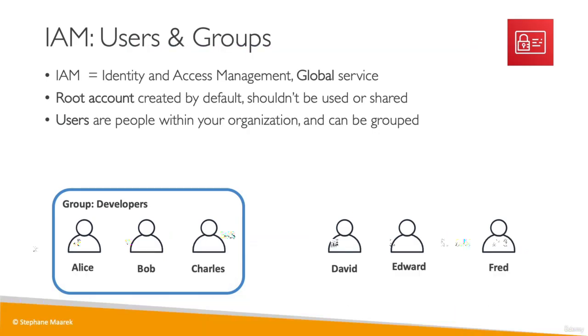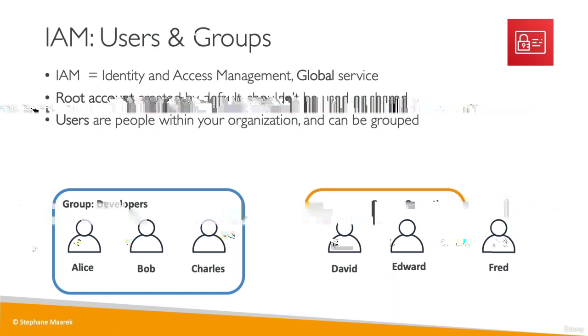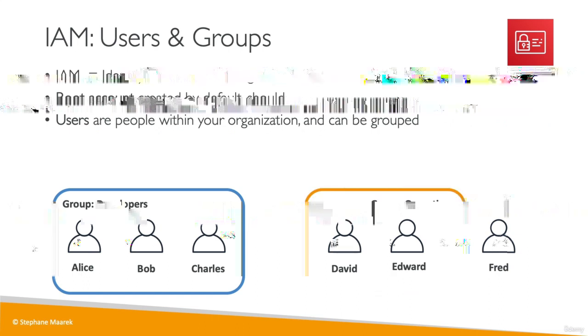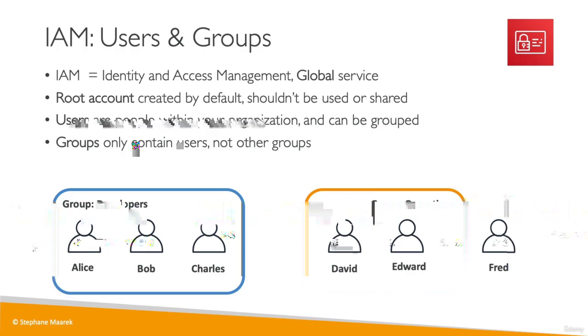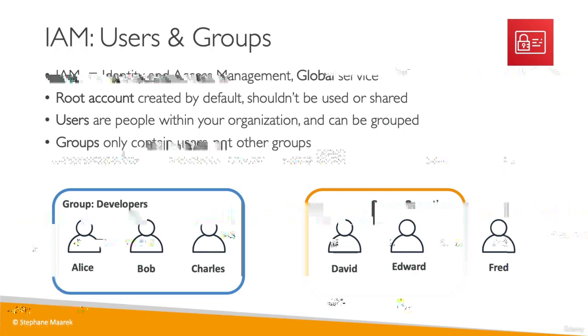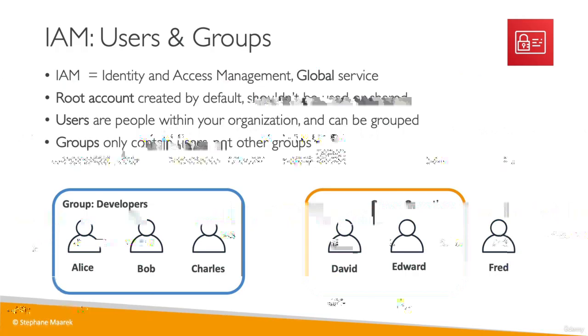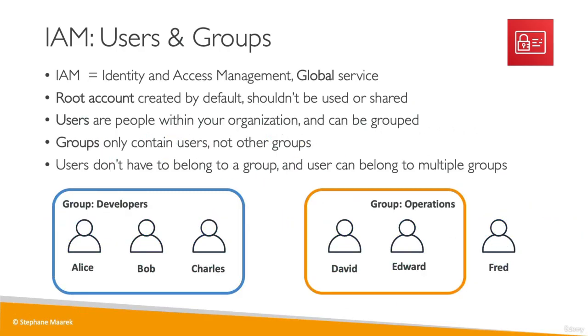And it turns out that David and Edward also work together. So we're going to create an operations group. Now we have 2 groups within IAM. Groups can only contain users, not other groups. This is something very important to understand. Groups only contain users. Now some users don't have to belong to a group. For example, Fred right here is alone. He does not correspond to any group. That is not best practice, but it is something you can do in AWS.